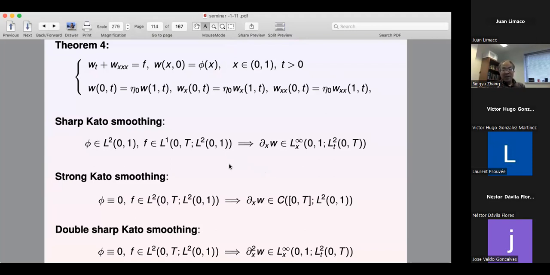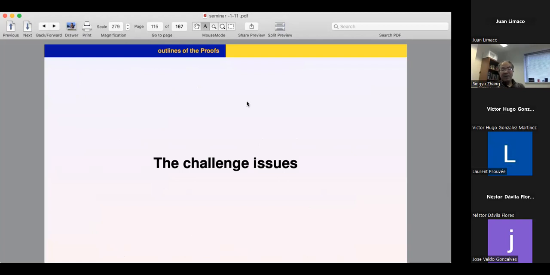Okay, but how do we prove this theorem 4? How do we prove the sharp Kato smoothing, strong Kato smoothing, double sharp Kato smoothing for the solution of this boundary value problem? Okay, let's just talk about some challenging issues we're going to have for the proof of theorem 4, and then I'll show you how to get around them. Okay.